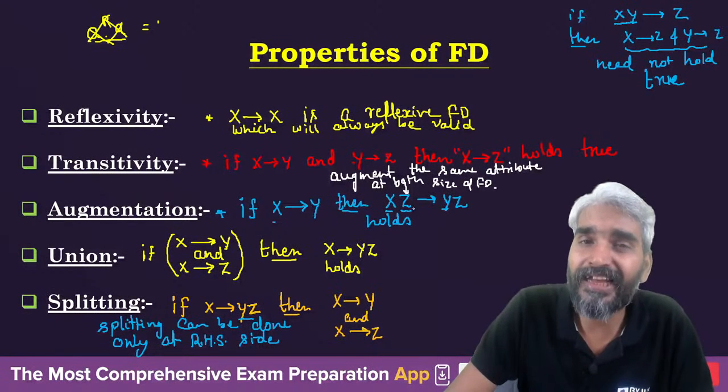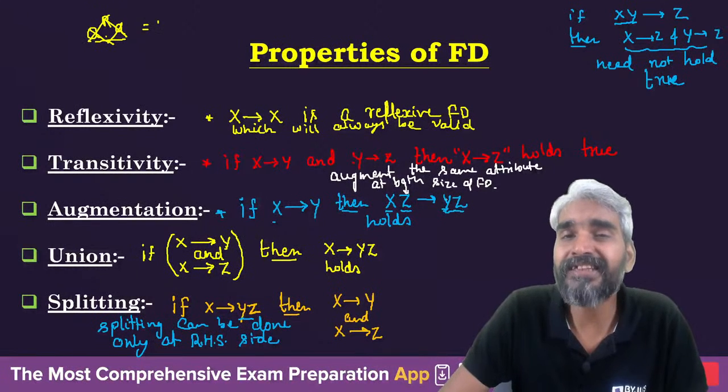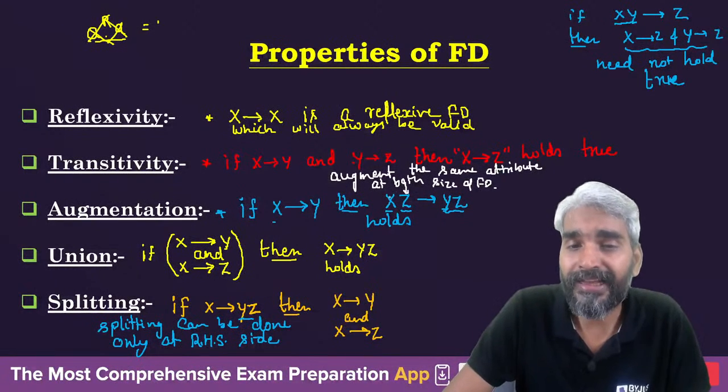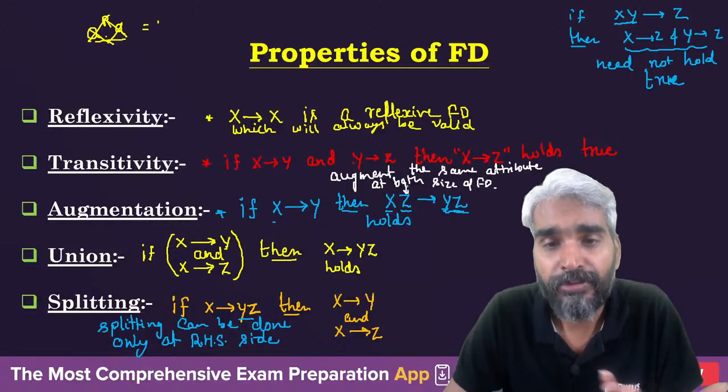If you have added Z in the determinant set, then you can obviously determine Z along with the Y, because X was capable of determining the Y, and now you need to determine one extra attribute, that is Z, but the information of Z is available in the determinant set itself. So you will be able to determine it.